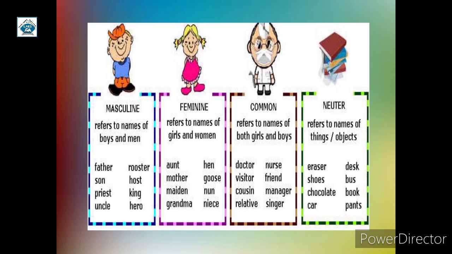So let's revise it. Masculine gender includes male, feminine gender includes female, common gender includes both male and female, whereas neuter gender refers to any things or objects.